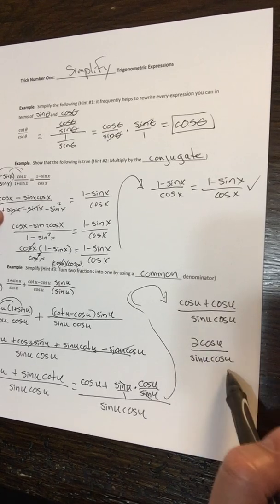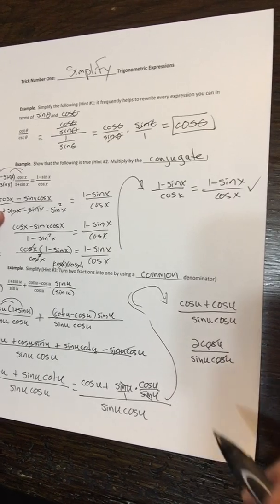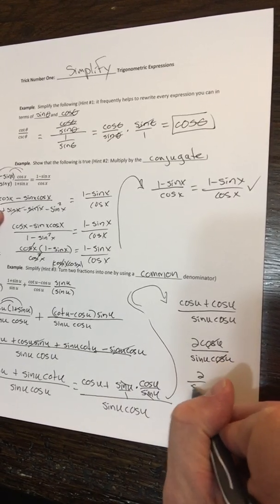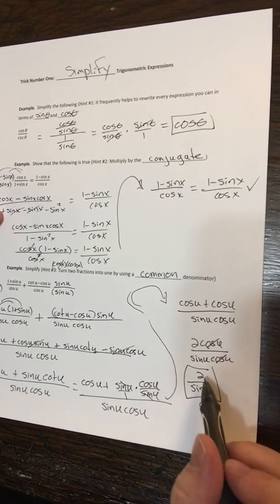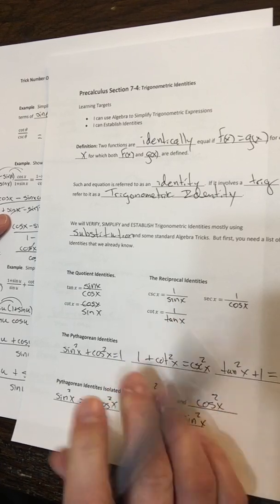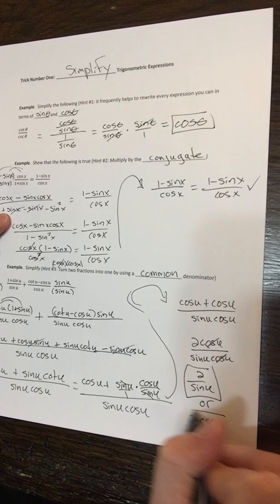Oh, look at that. Cosine and cosine. Now there's no plus or minus in here. That actually does cancel. This is 2 over the sine of u. I could leave it like that, or isn't 1 over sine, can I write 1 over sine somehow? 1 over sine, that's cosecant. I could write this as 2 times the cosecant of u.